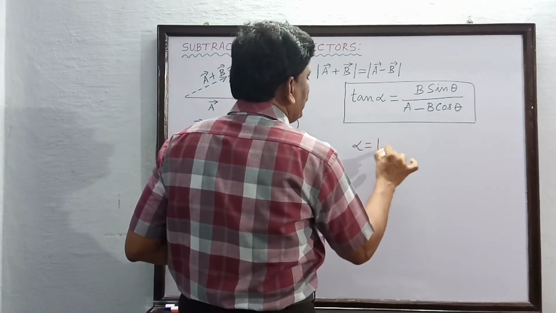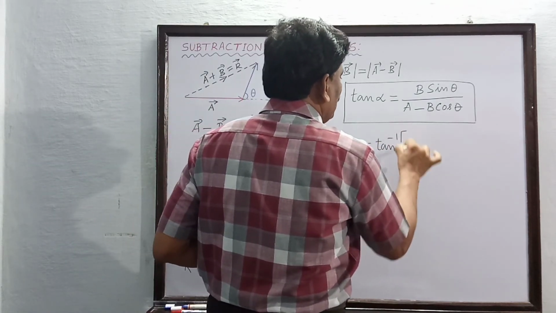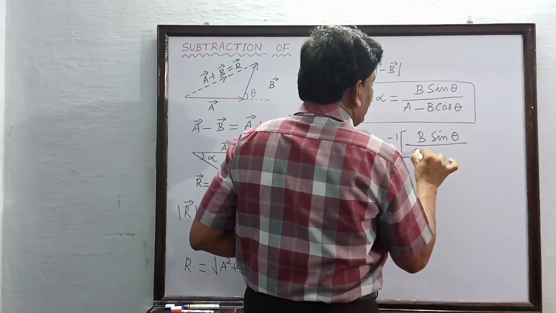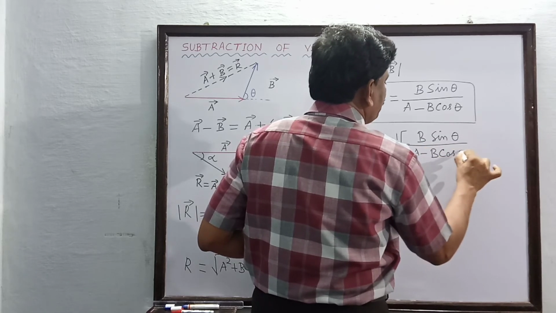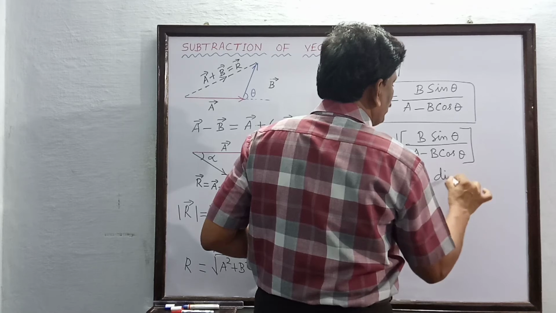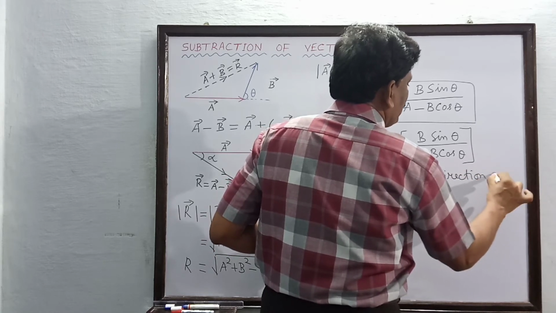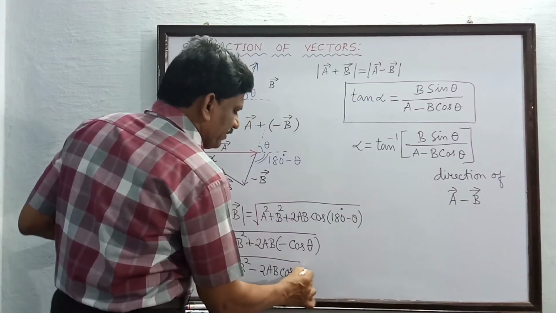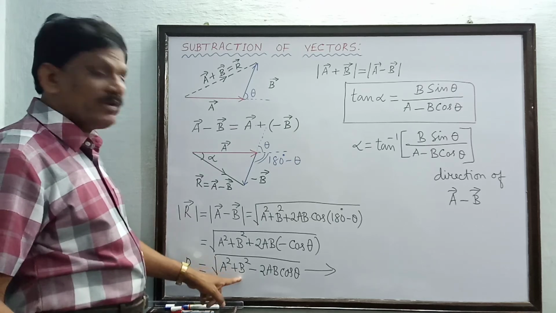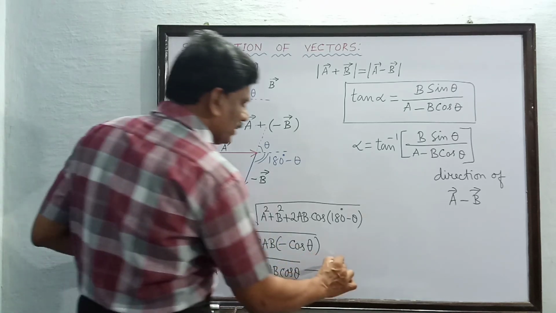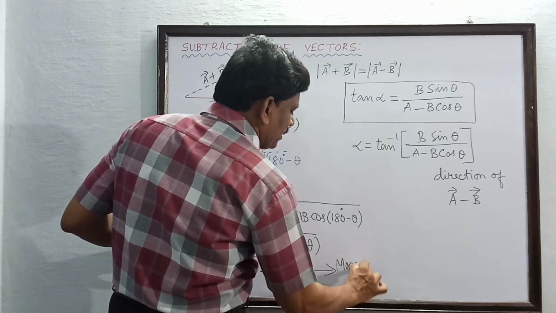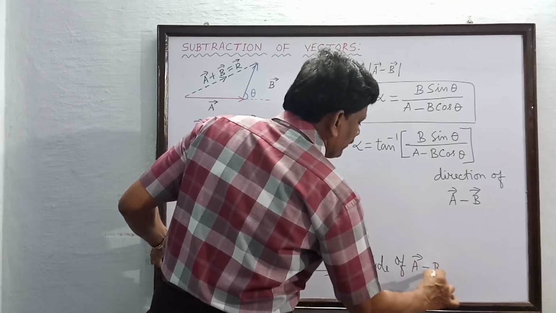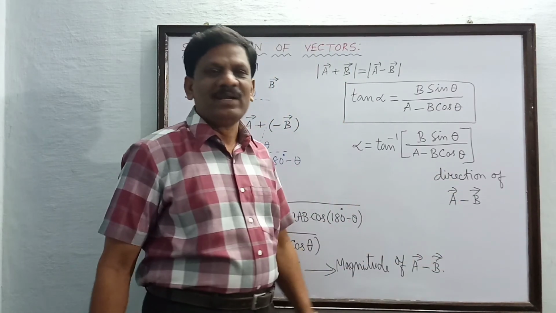So this tan alpha will be useful in finding the direction of the resultant vector. So from this, alpha is equal to tan inverse of b sin theta divided by a minus b cos theta. So this gives the direction of the resultant vector, that is a minus b vector. And the previous equation, this r is equal to square root of a square plus b square minus 2ab cos theta, gives the magnitude of the resultant vector, that is the magnitude of a vector minus b vector. Okay, have you all understood? Fine.